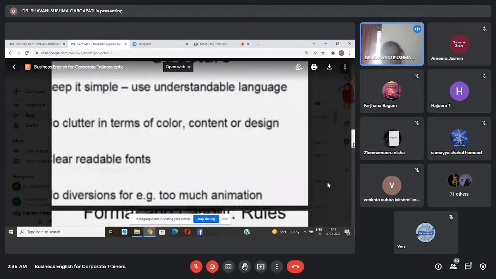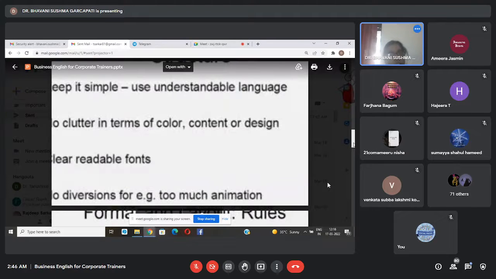Clear readable fonts. Your font should be clear, that is more important. No diversions. Guys, listen, animations or anything while speaking before the audience should not be a diversion. Your focus should be on the audience. Eye contact is the most important thing. Too many animations, too many pictures should be avoided, even too much content.